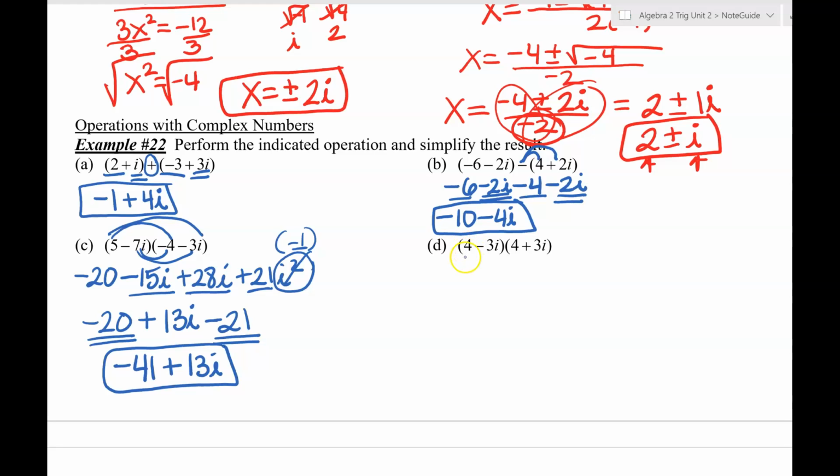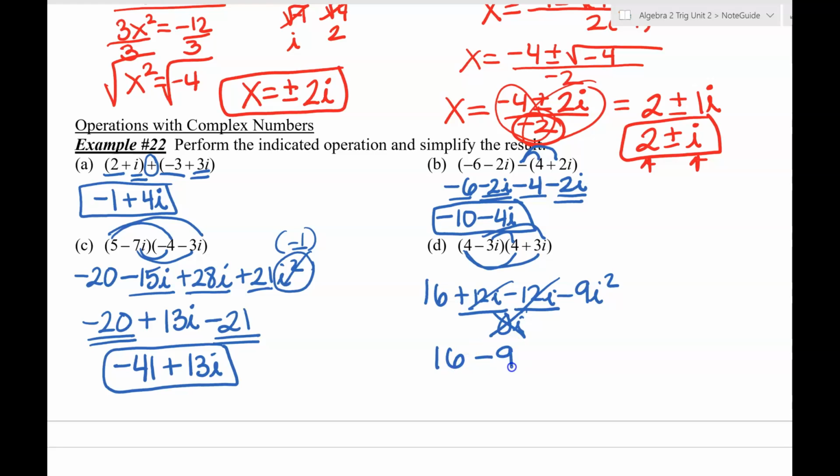If we practice that one more time here, we would get 16 plus 12i minus 12i minus 9i squared. So again, the like terms here right away are the plus 12i and minus 12i, which would make 0i, which is no imaginary parts. They've canceled each other out. So then I have left 16 and the minus 9, but that 9 is really getting multiplied by negative 1 because that's what i squared is worth. So this is like 16 plus 9, which is 25.